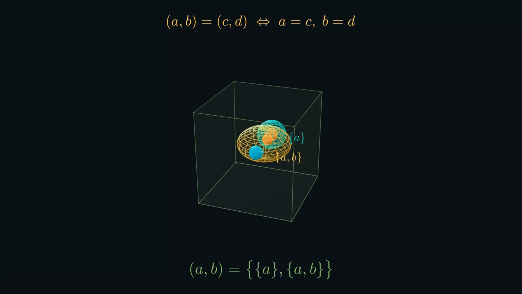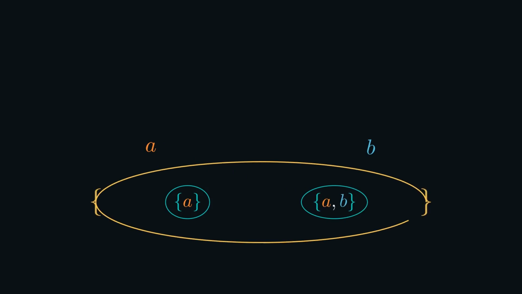There is a purely set-theoretic definition of the ordered pair, due to Kuratowski. It states that the ordered pair (a, b) equals the set containing two elements, the set whose only member is a, and the set whose members are a and b together. Written out, (a, b) equals the collection containing the singleton of a and the pair of a and b.